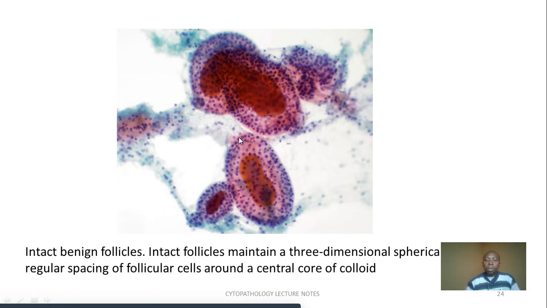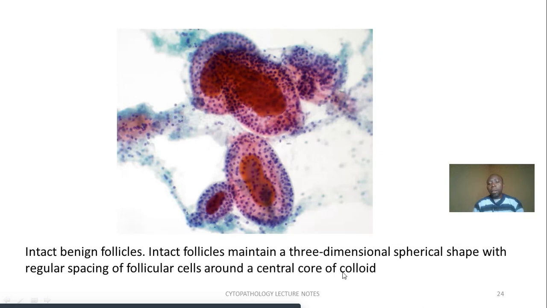So we shall look at this image, and this is a follicle. We have been talking about the follicles, nodules of the thyroid gland. Typically we are looking at cytology of the thyroid gland here, and we can see these follicles with the follicular cells surrounding. They are arranged very well, and we have the central colloid here. This is where we find the colloid placed in the center. So this is an intact benign follicle, maintaining a three-dimensional spherical shape and regular spacing of follicular cells around a regular core of the colloid.